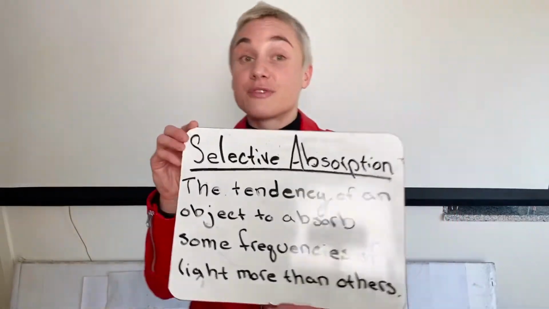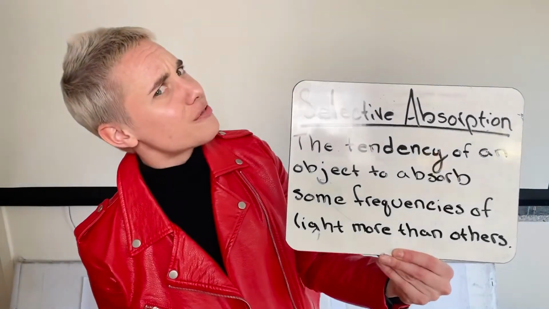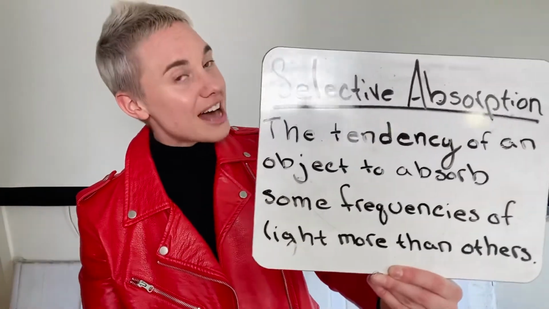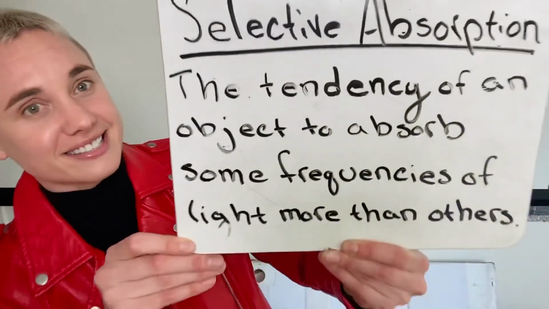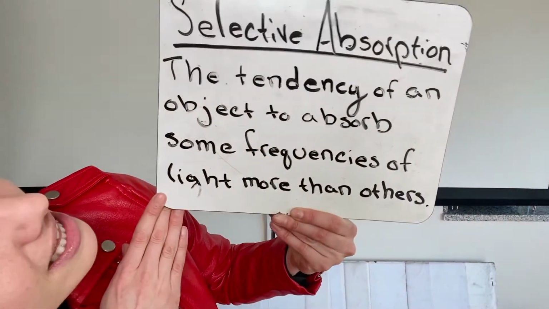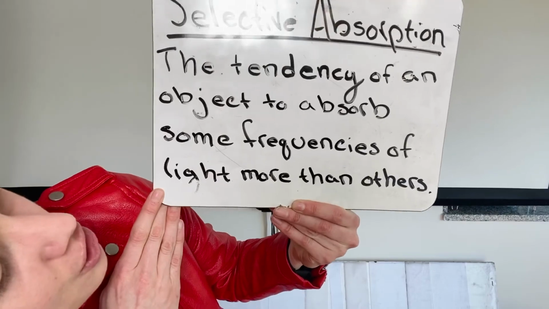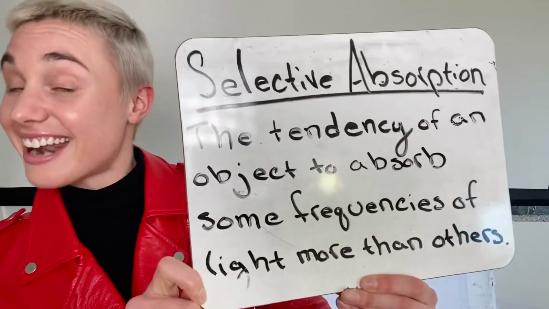So, what I would like you to do is either copy down the definition of selective absorption now, or same thing with the last word. It is also available in the Google Doc on Google Classroom with some extra supporting diagrams and some extra information, and you can copy that down into your notebook from there instead. But the definition, I'll leave it up for a second and you can pause it, is the tendency of an object to absorb some frequencies of light more than others.